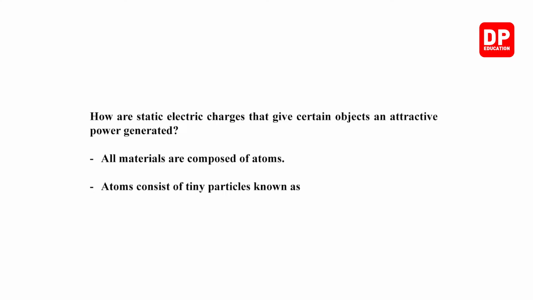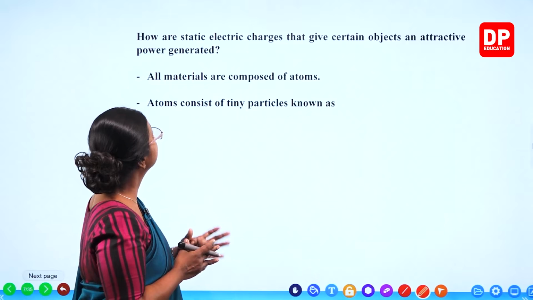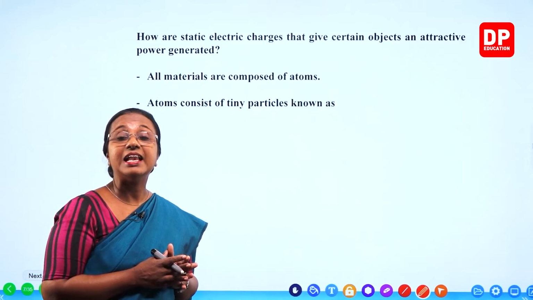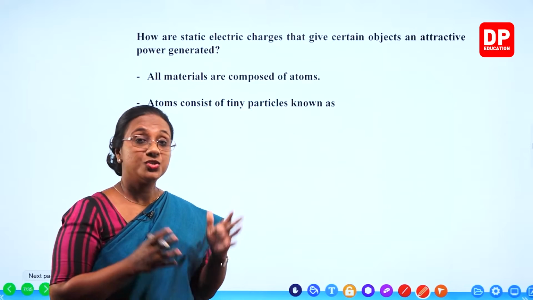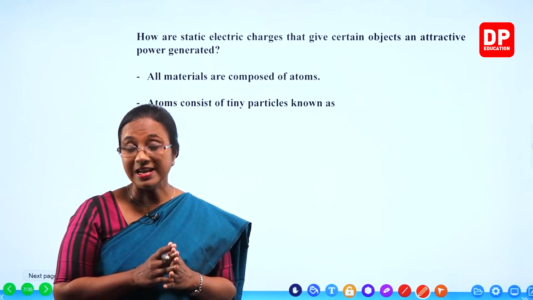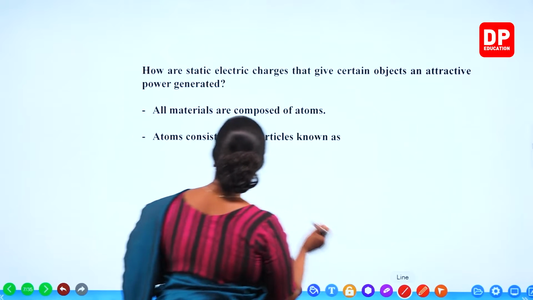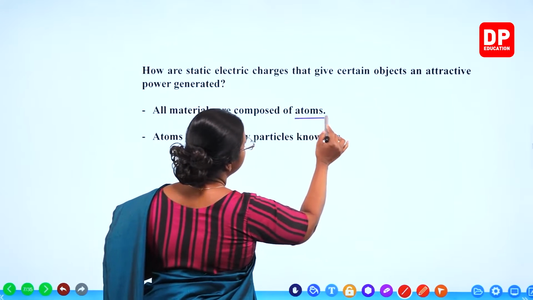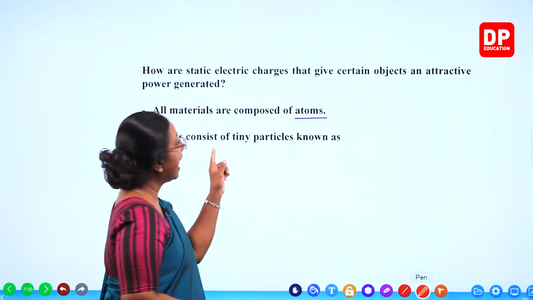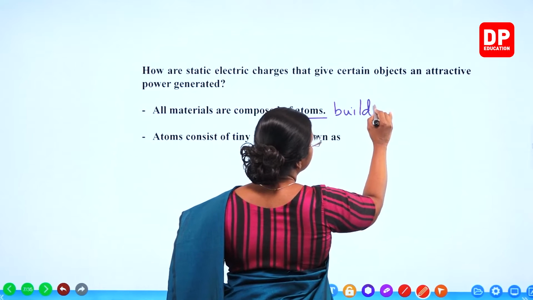So how are static electric charges that give certain objects an attractive power generated? Again, something that I already explained to you all. How is this charge generated? To understand that, again we'll recall what you have learnt before, the structure of an atom. All materials are composed of atoms. That is why we say atoms are the building units of matter.